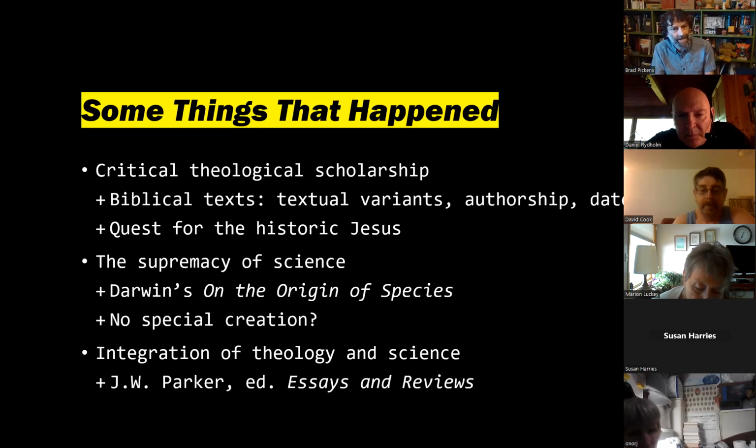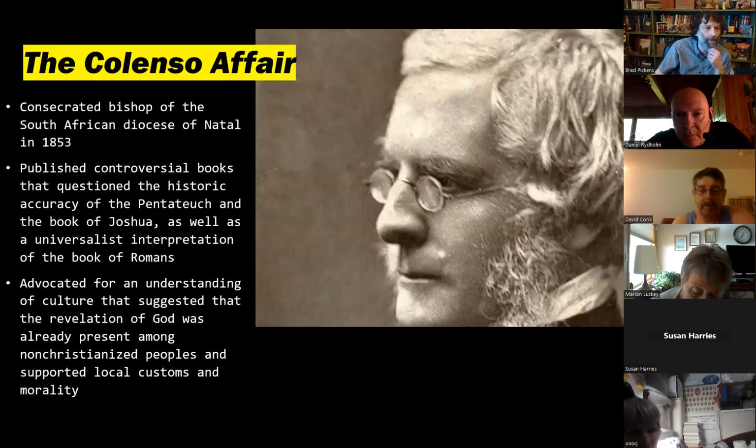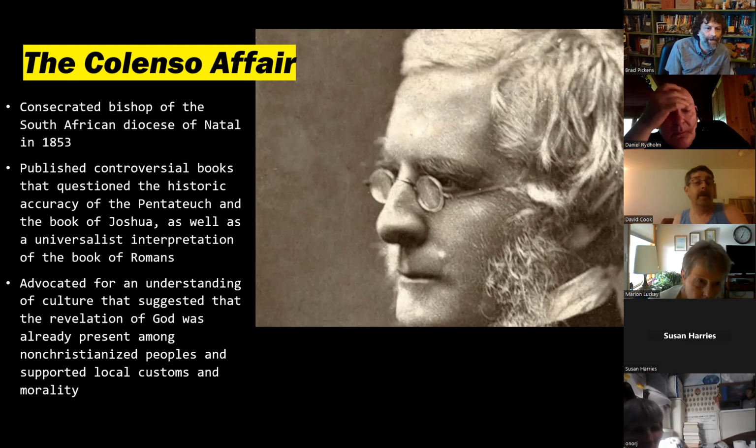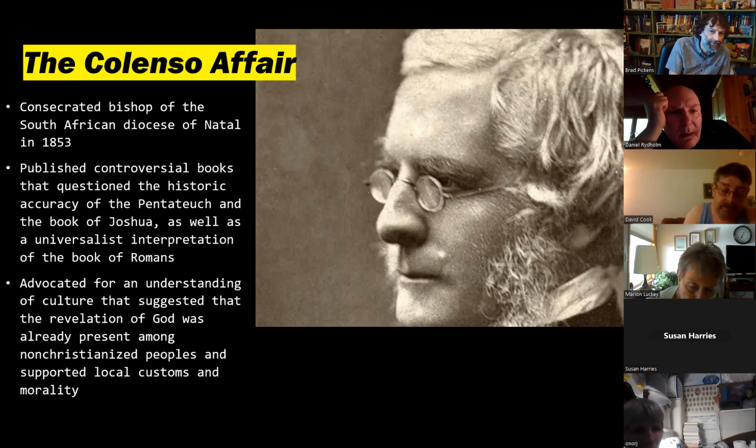What we're going to see tonight is that the issues that are brought up out of this are still ongoing issues of contention, not just within, say, fundamentalist churches like the one that I grew up in, but within the Anglican communion itself. And the way that we're going to talk about that is through something that's kind of known as the Colenso affair. John William Colenso was consecrated Bishop of the South African Diocese of Natal in 1853. This is a newly formed diocese. So he's the first bishop of this diocese.